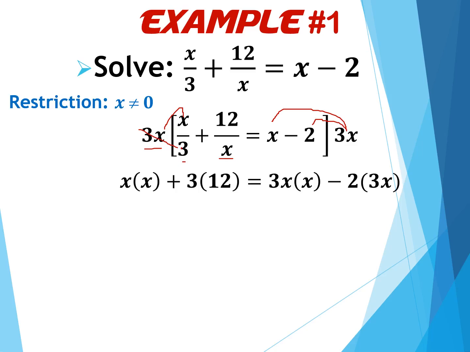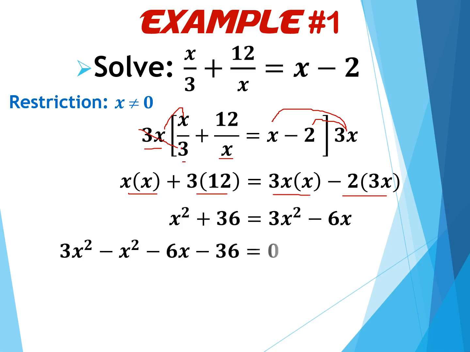To simplify this, we will have x squared plus 36 is equal to 3x squared minus 6x. And then we transpose everything to the other side, so that will give us 3x squared minus x squared minus 6x. We arrange them already, and then you have minus 36 is equal to 0. Combining similar terms, you will have 2x squared minus 6x minus 36 is equal to 0.